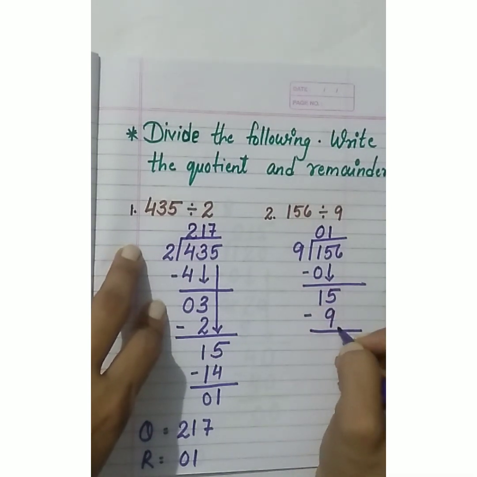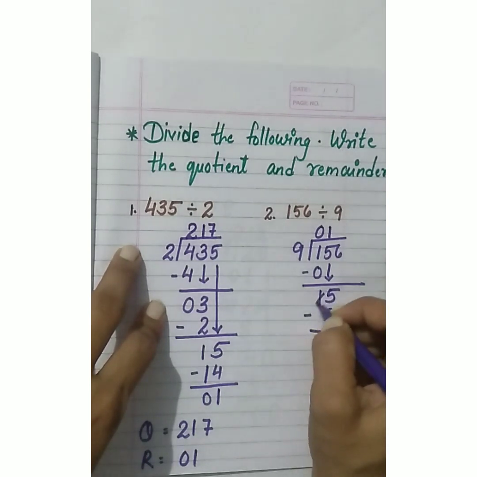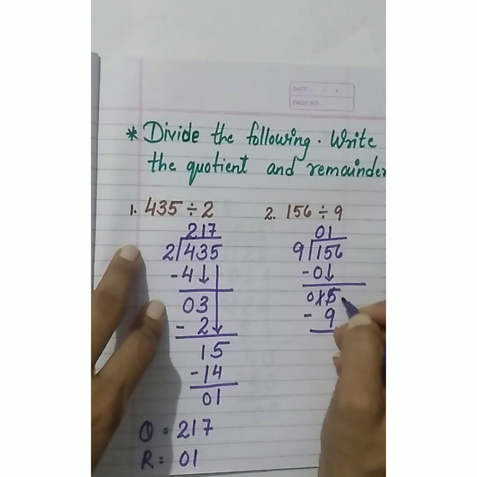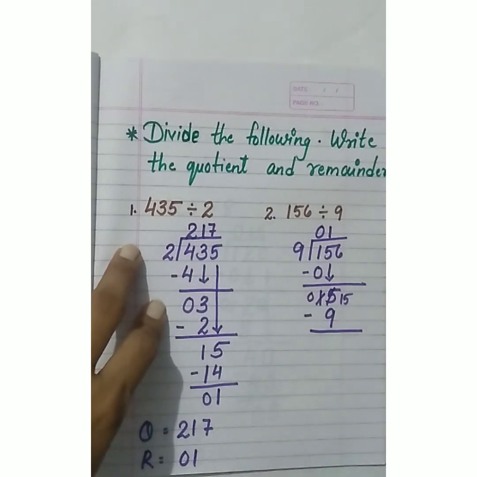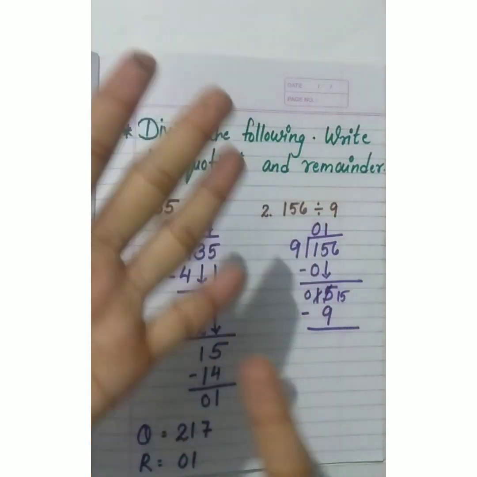Okay, so can we subtract 9 from 5? No. So what are we going to do? We will borrow from here and it will become 15. So 15 minus 9. So 9, 10, 11, 12, 13, 14, 15.